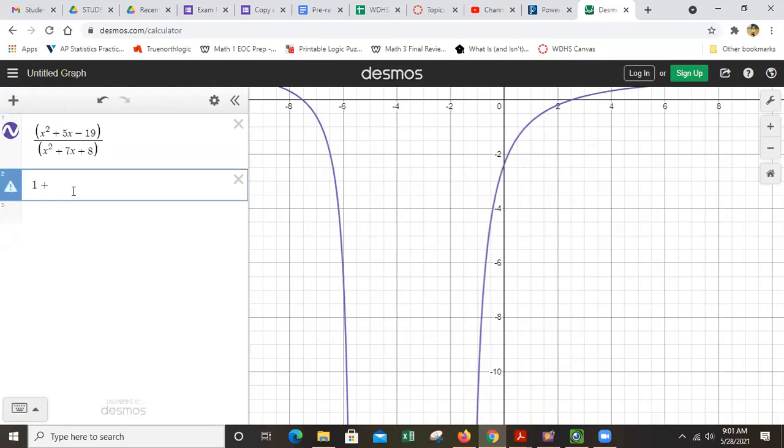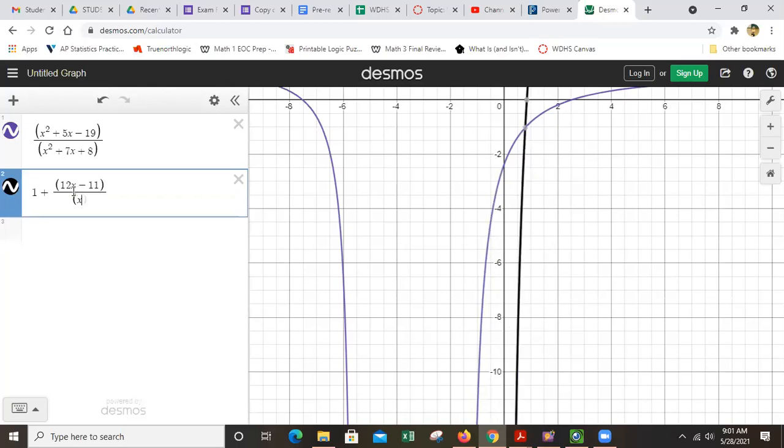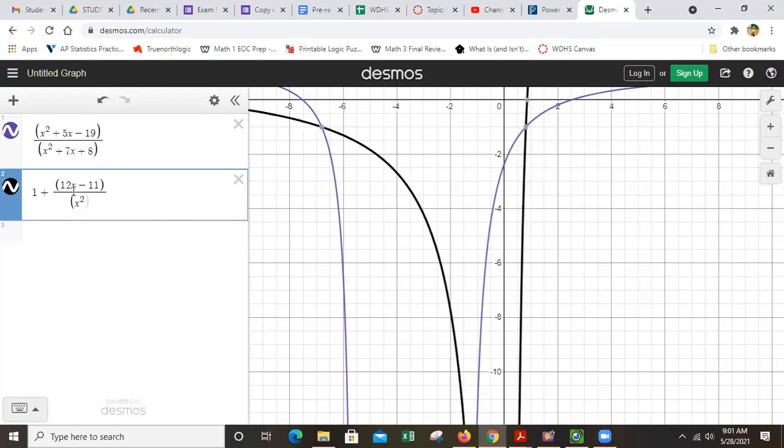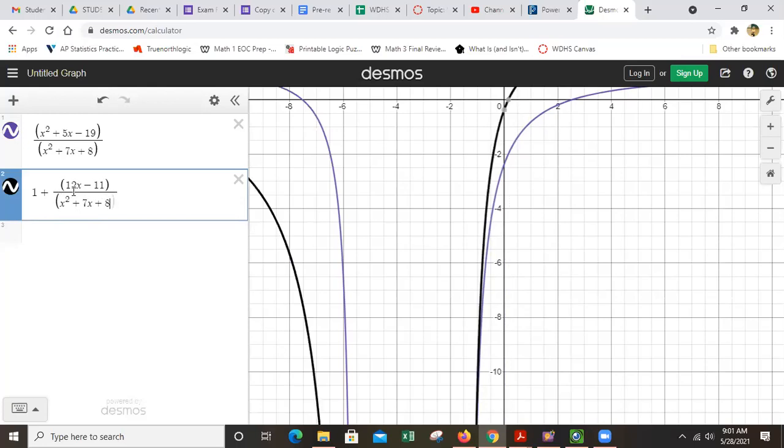So 1 plus parenthesis 12x minus 11 over parenthesis x to the second plus 7x plus 8. Is it the same? No. So moving on to the next one. The next one looks exactly the same. It's just a 1 minus. So I'm just going to change the minus.